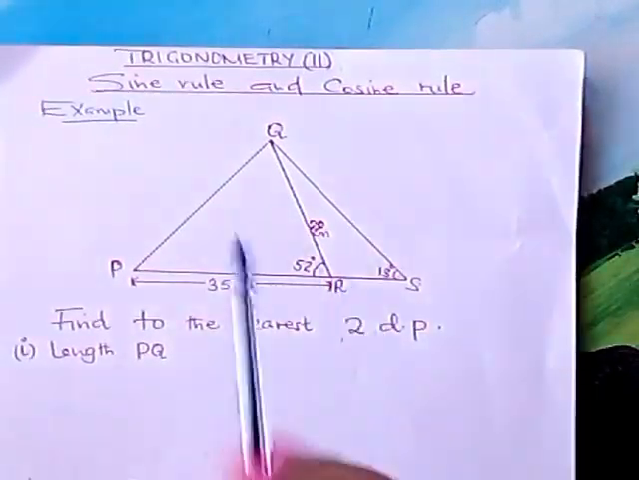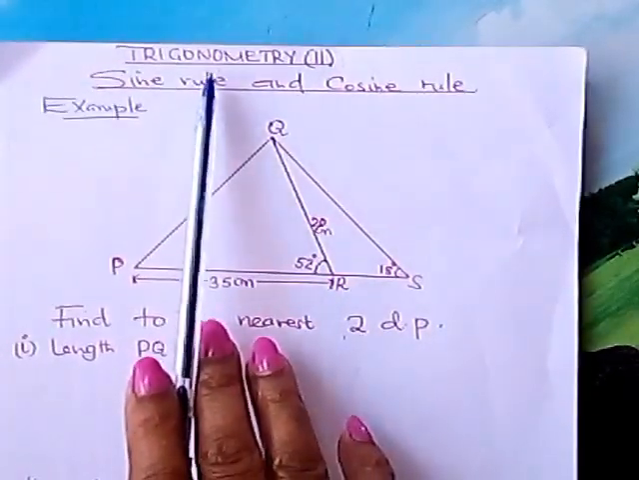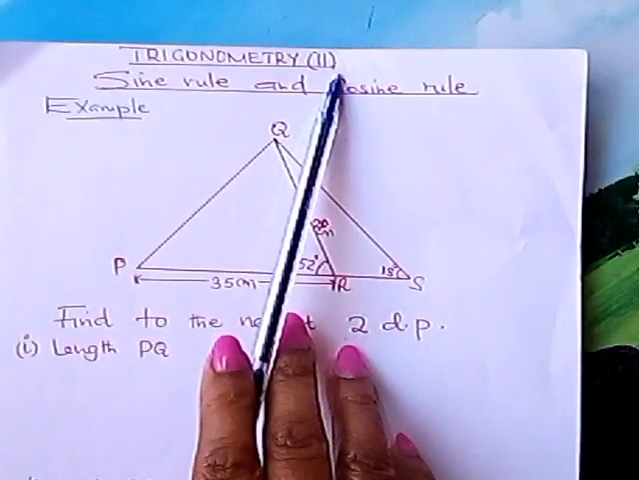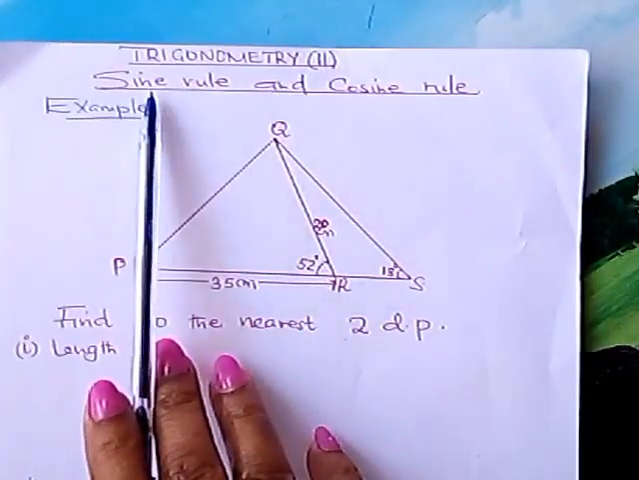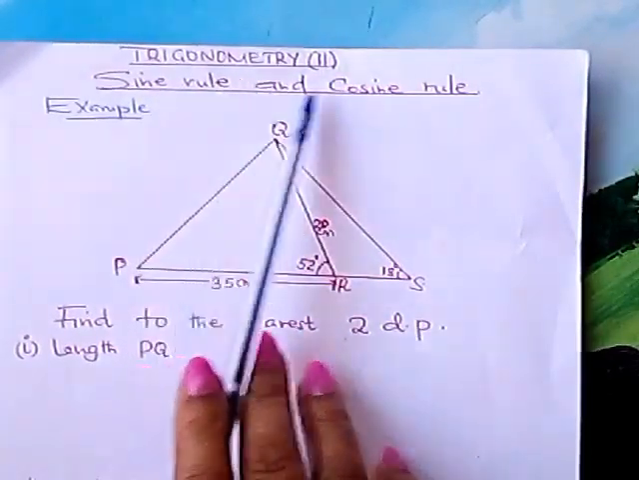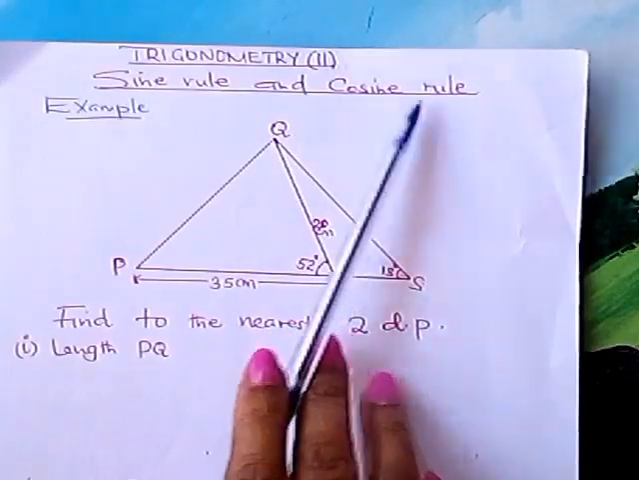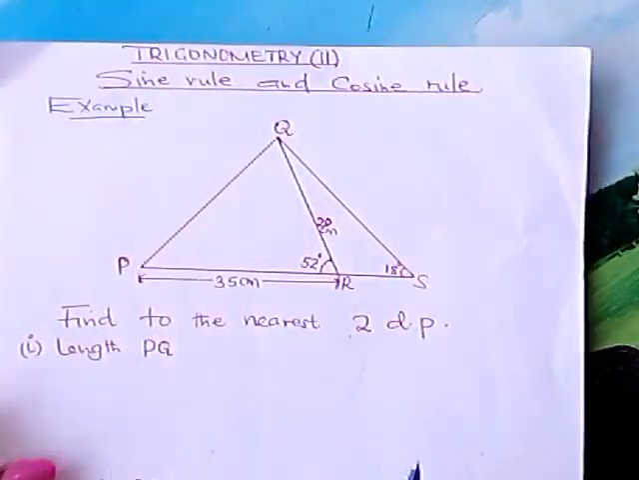Welcome learners to Form 3 Mathematics. I would like us to look at Trigonometry 2 and specifically how to apply sine rule and cosine rule, Form 3 work. Let us look at this diagram.